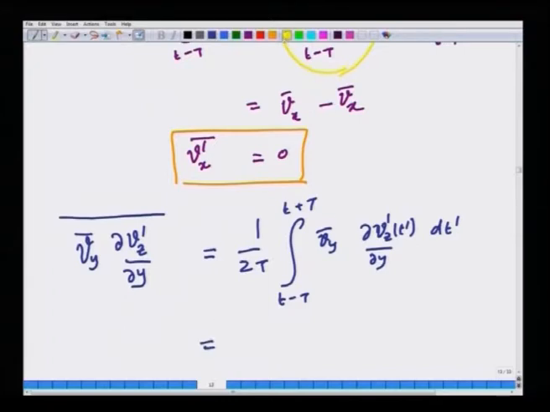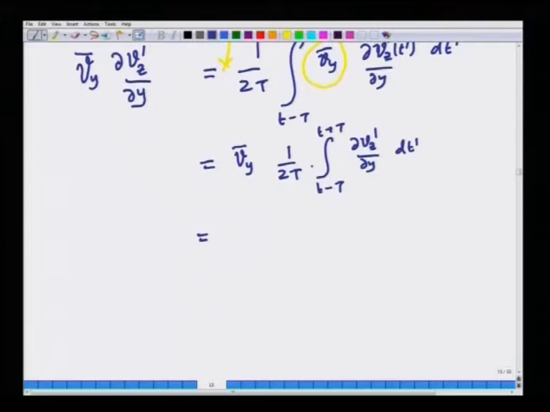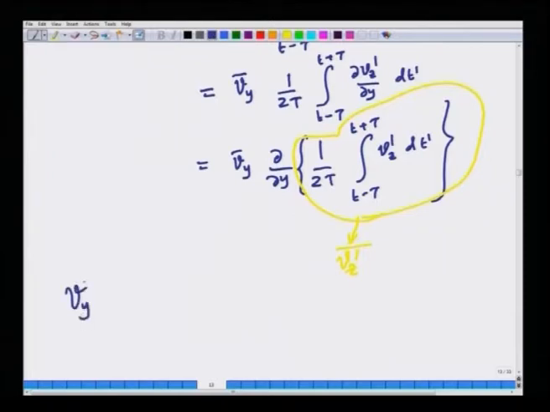Now, since v bar y is constant, it is a time average, and we are assuming that time averages are independent of the running time t, small t, you can pull it outside the integral. So, this becomes v bar y times 1 over 2T integral from t minus capital T to t plus capital T of dv z prime by dy dt prime. Now, the integral is merely a summation over various values, so the summation and the differential sign can be interchanged to give d dy of 1 over 2T integral from t minus T to t plus T of v z prime dt prime. This entire quantity inside the curly braces is nothing but the time average of v z prime. So, the average of v y bar times dv z prime by dy is nothing but v y bar times d dy of the average of v z prime.